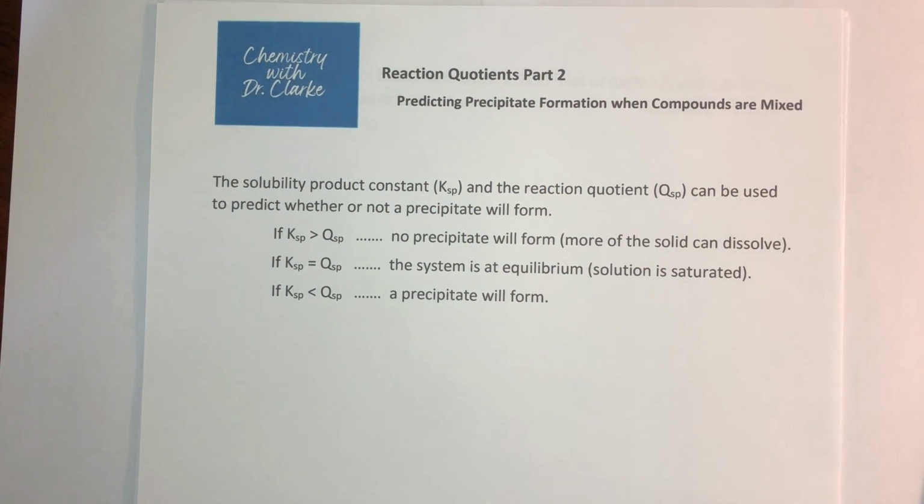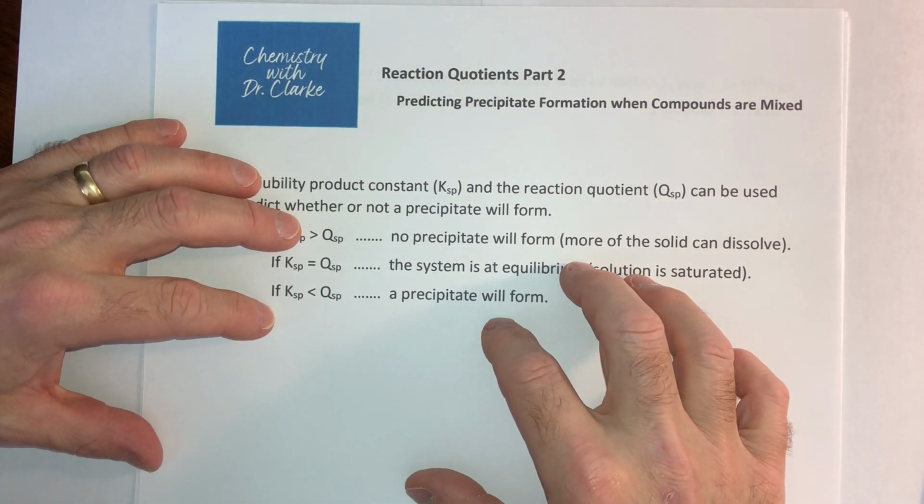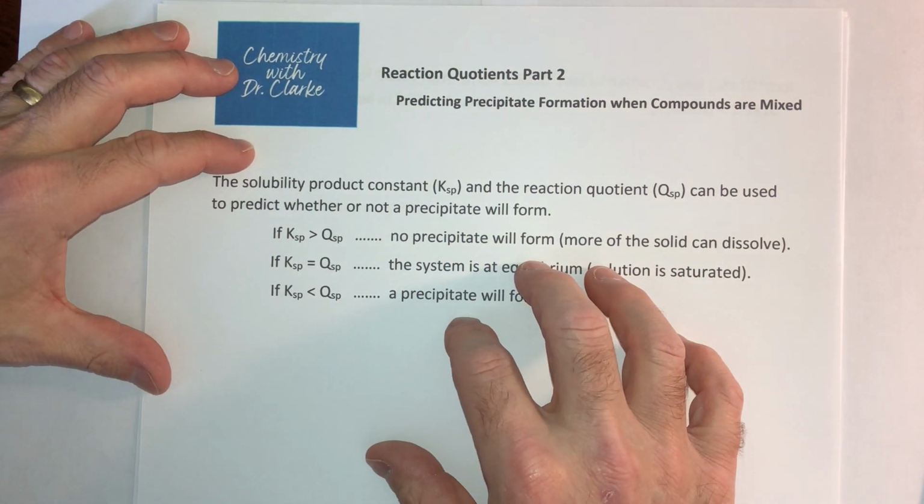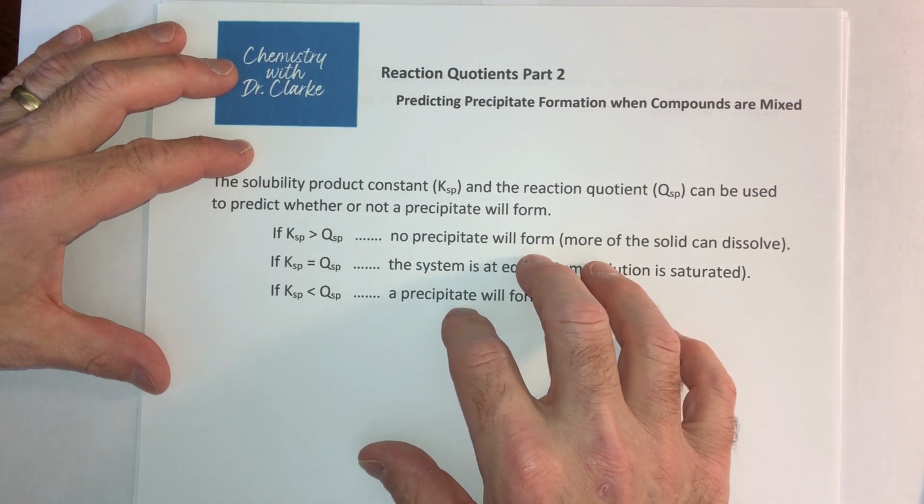In this video, I'd like to talk about reaction quotients. This is part 2 of a 2-part video series. In part 1, I talked about the theory behind reaction quotients, how you calculate the Q, and how you compare it to the value of K. In this part of the video series, what I want to do is some actual calculations.